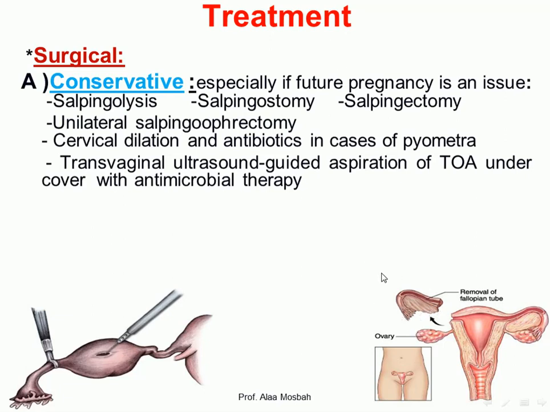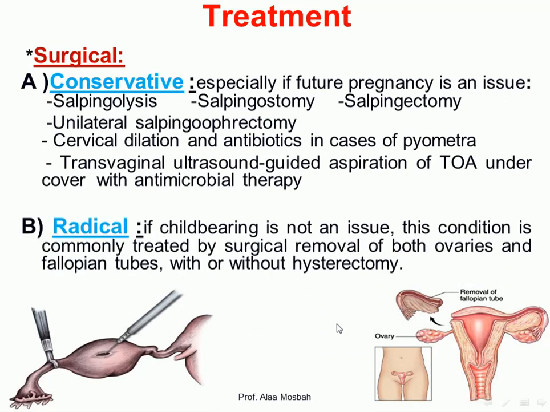Also, I can do transvaginal ultrasound guided aspiration of a tubo-ovarian abscess under cover of antimicrobial therapy. Also, I can do cervical dilatation in case of pyometra under an umbrella of antibiotics, also to drain the pus inside the uterine cavity in case of pyometra. All these operations are called conservative surgery.